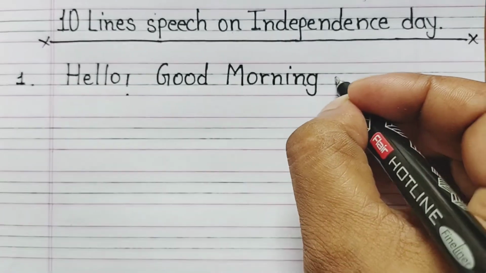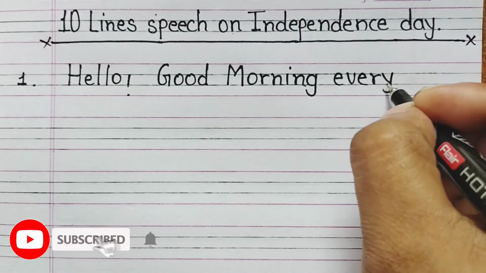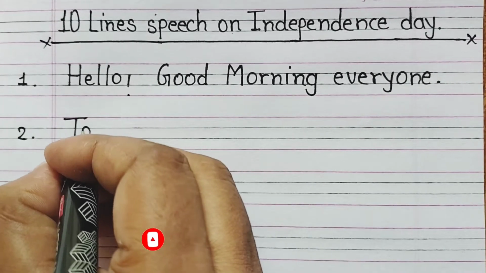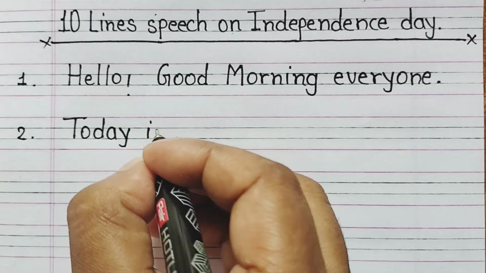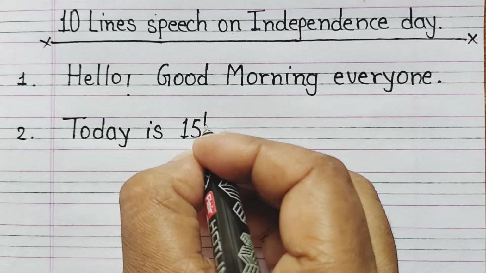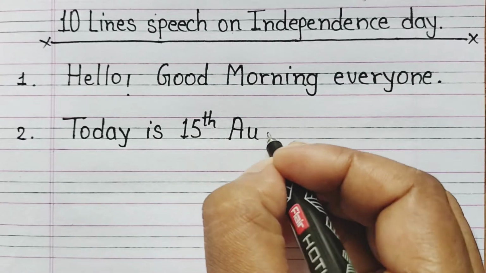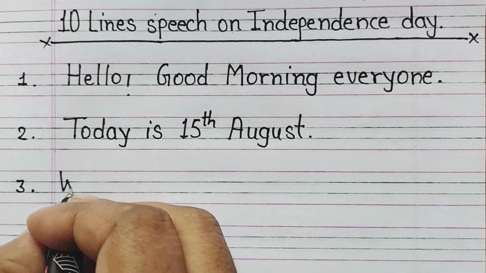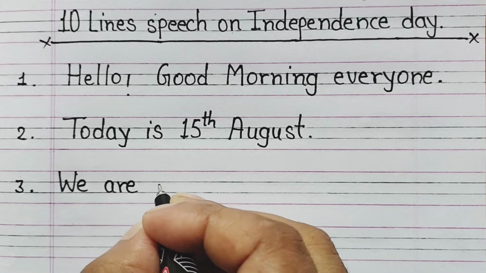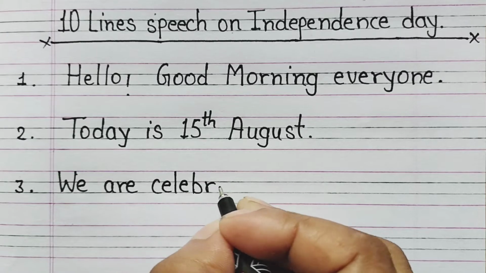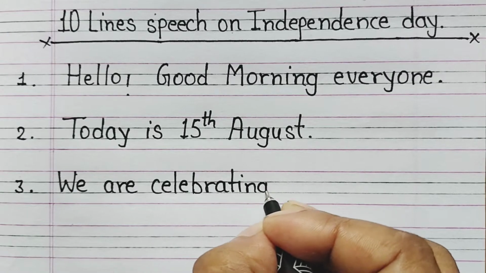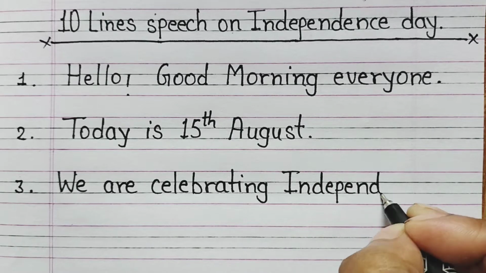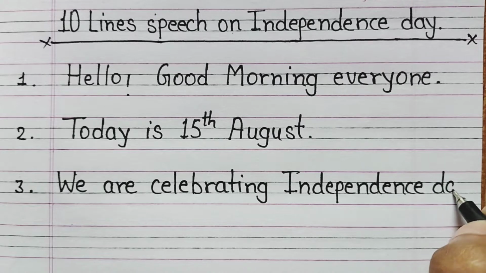So the first line we will say, hello, good morning everyone. Second line, today is 15th August. Third line, we are celebrating Independence Day.